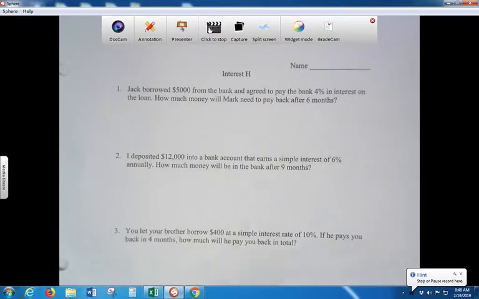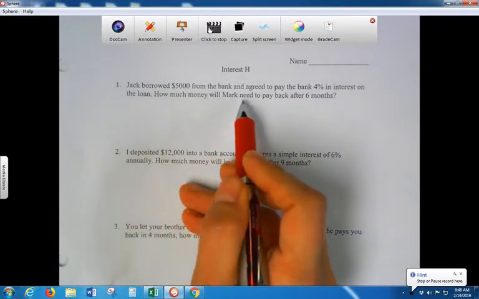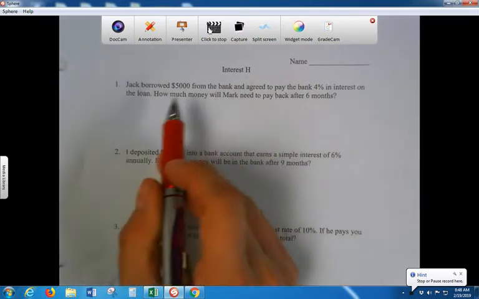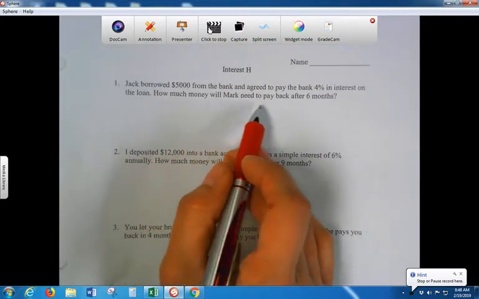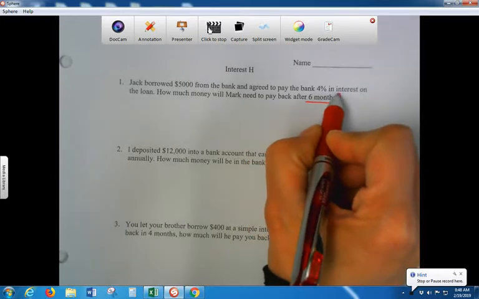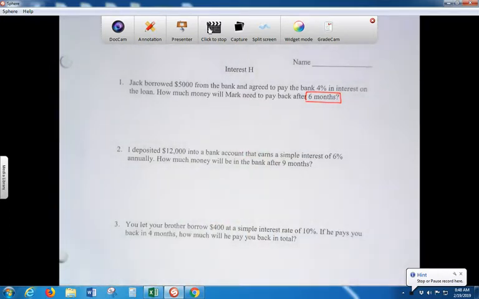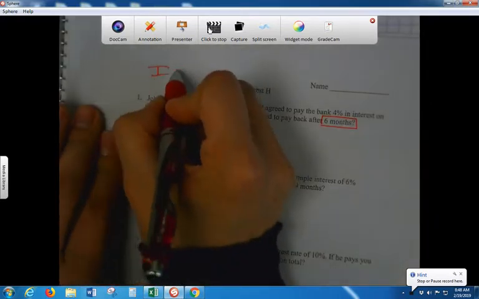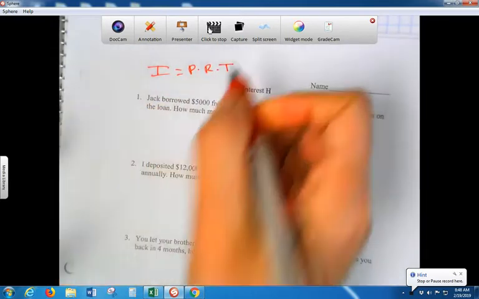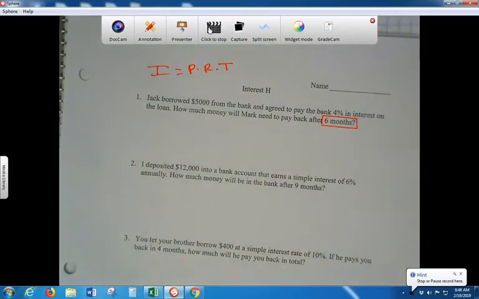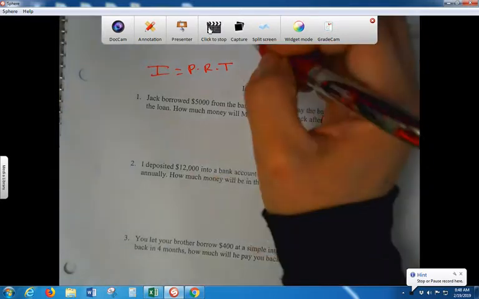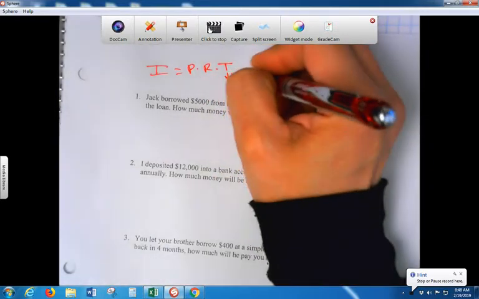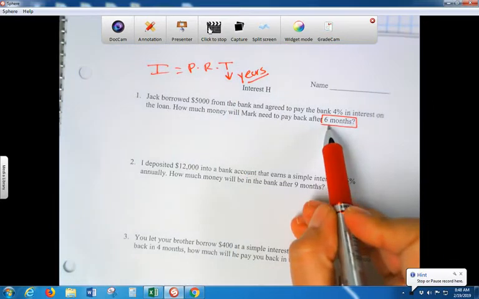Okay. Jack borrowed $5,000 from the bank and agreed to pay the bank 4% in interest on the loan. How much money will Mark need to pay back after 6 months? Now, the difference between this and the other problems is when we look at interest equals PRT, the T is in years. But here my problem is 6 months.